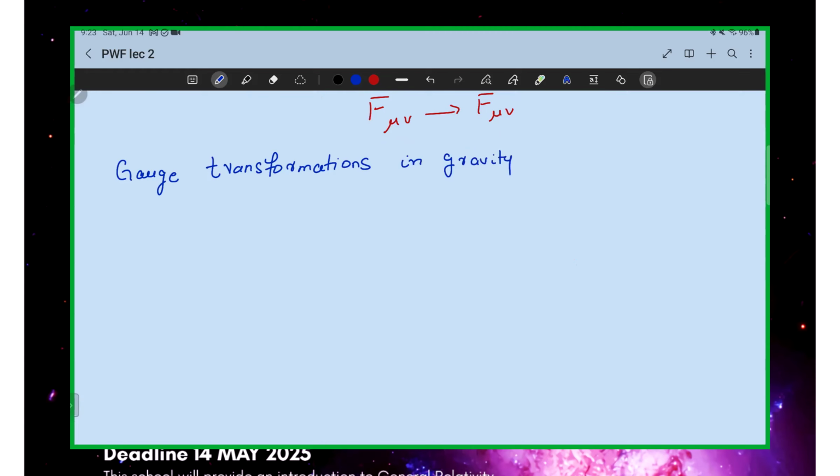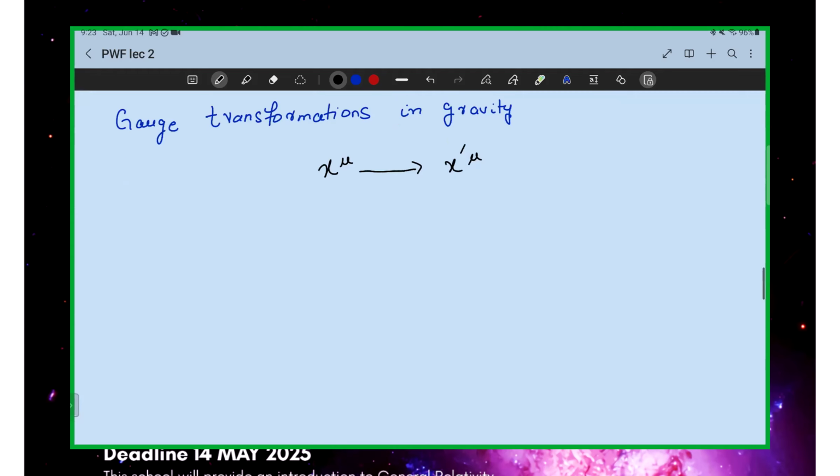So what are the gauge transformations in gravity? Well, the gauge transformations in gravity are just general coordinate changes. For example, if you are using x mu coordinates, you can go to any new coordinate system called x prime mu, and these are the gauge transformations. How does the metric change under general coordinate transformations? If you remember from your studies on tensors, the metric tensor changes something like this. This is how a tensor transforms.